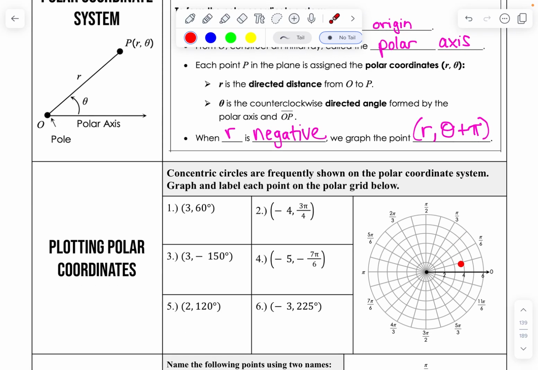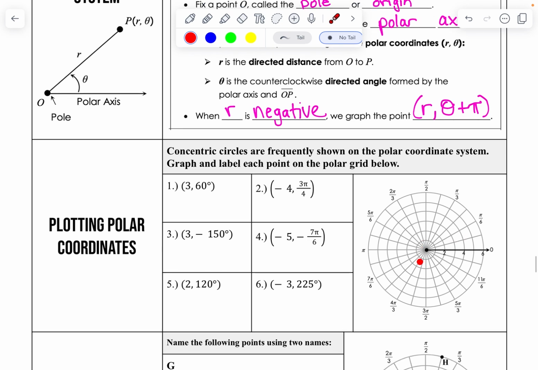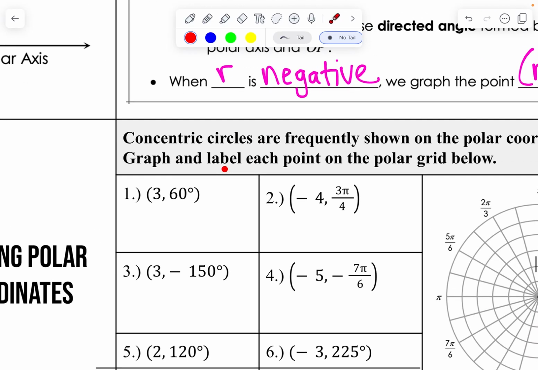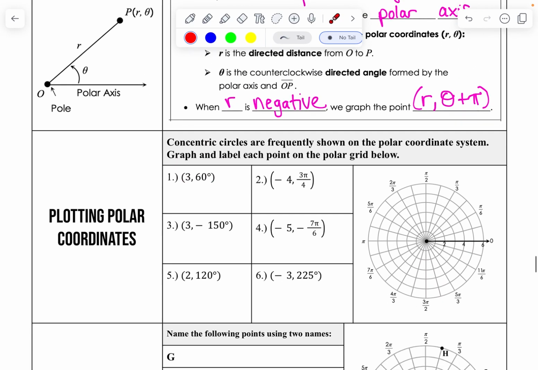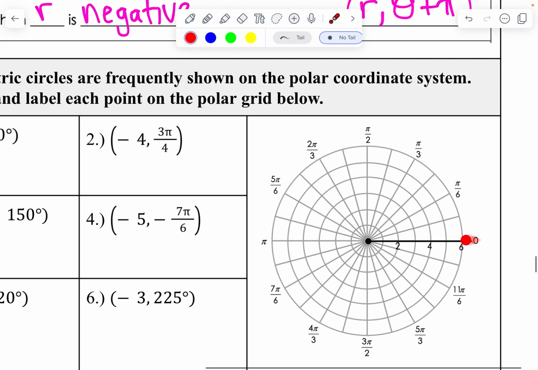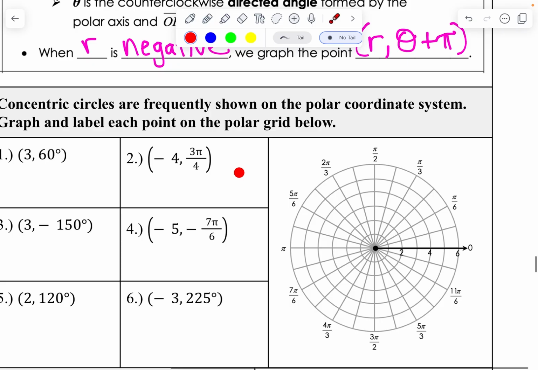Concentric circles are frequently shown on the polar coordinate system. We're going to graph and label each point on the polar grid below. So we're going to plot polar coordinates. We're going to go 3 units out on a 60-degree angle. We always start from here. Remember that 60 degrees is the same as pi thirds. So right here is 60 degrees.